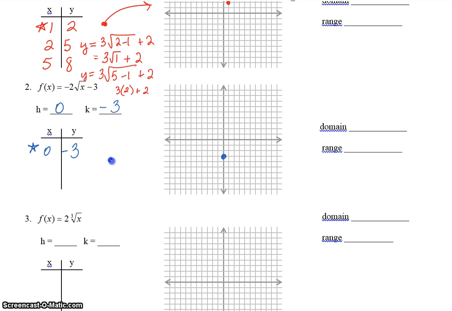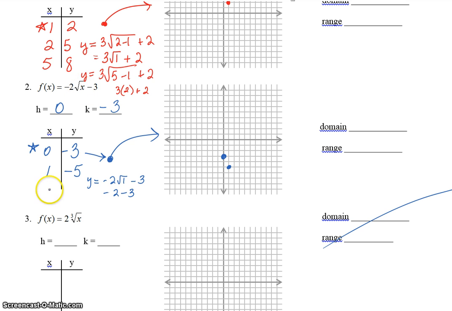Okay, and that's going to be this point right there. That's the (0, -3). So we need to find some other points. So what can I plug in for x? Well, this one's easier than the last because I can just plug in any perfect square. So I'm going to plug in 1. So now I have y equals -2 times the square root of 1 minus 3, which is going to be -2 minus 3, which is -5. So I get (1, -5).